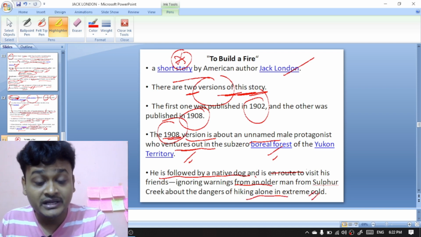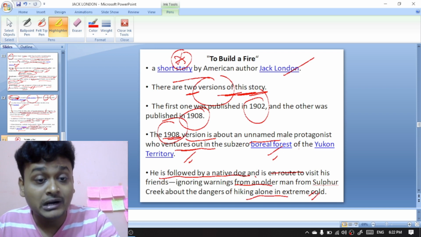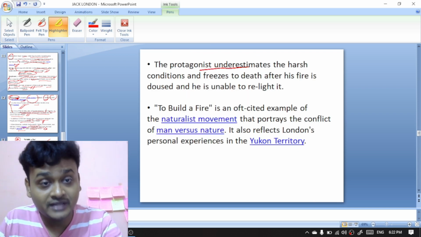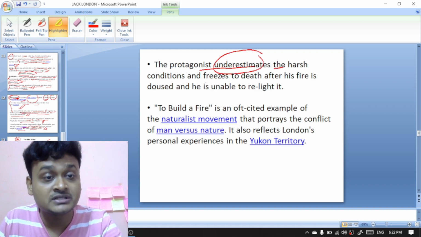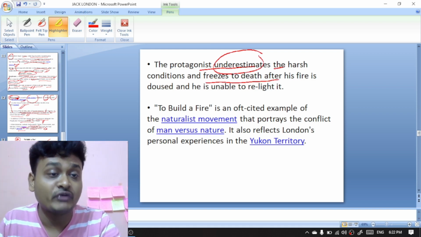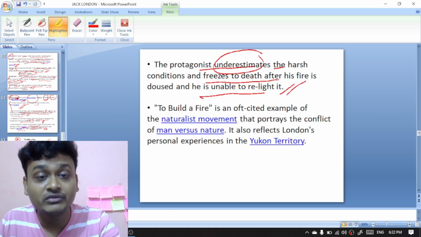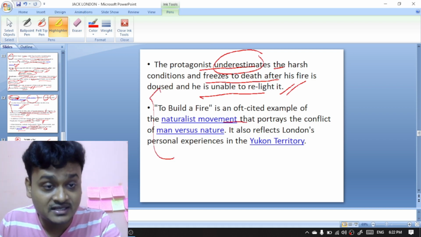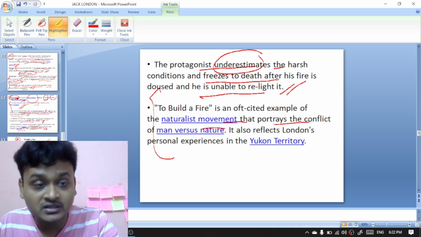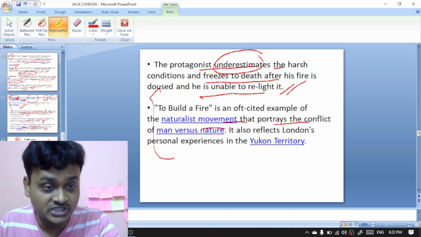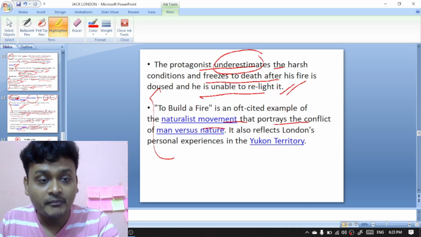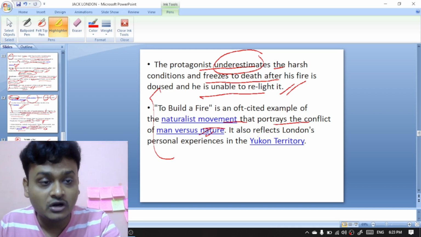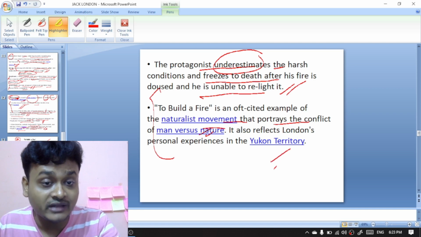What happened? He underestimates the warnings of the old man, and he goes. The protagonist underestimates the harsh conditions, and he freezes to death after his fire is doused and he is unable to relight it. To Build a Fire is an oft-cited example of the naturalist movement, portraying the conflict of man versus nature. So the theme of man versus nature can be found in the story. It also reflects London's personal experience in the Yukon Territory.